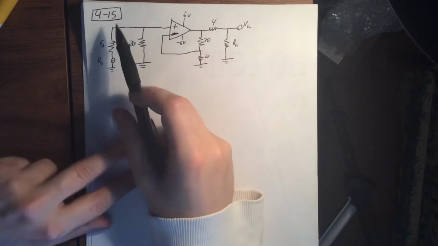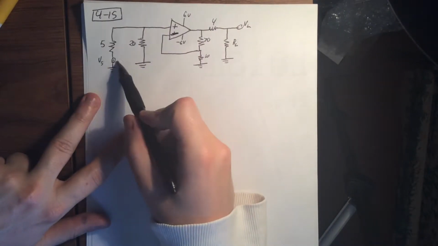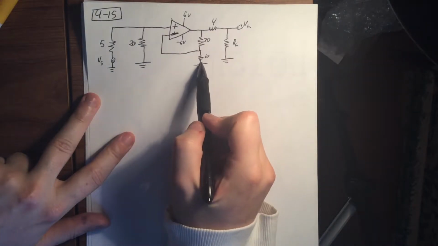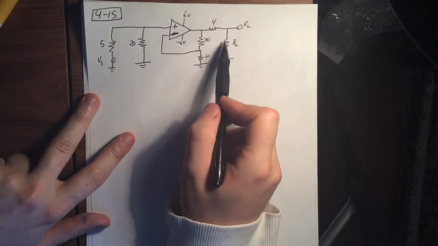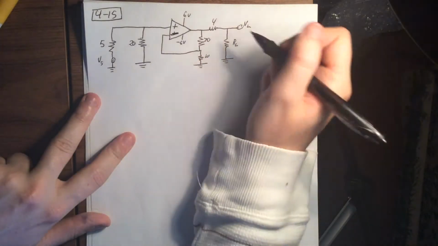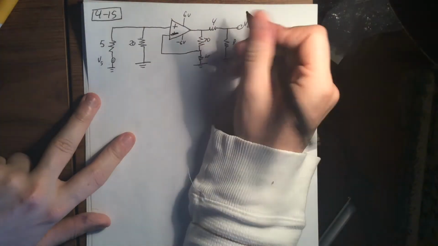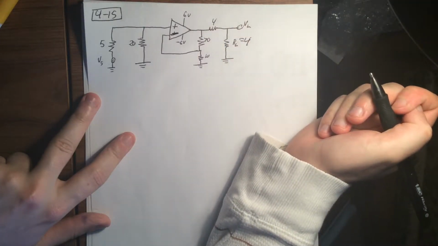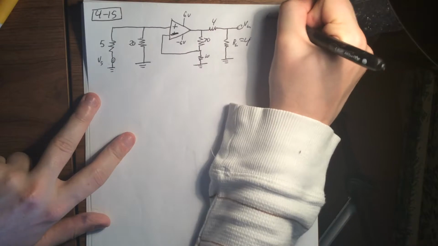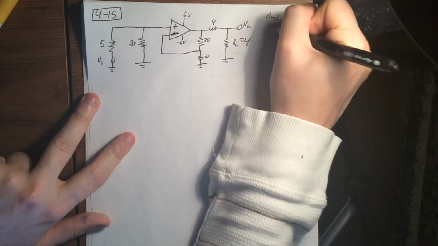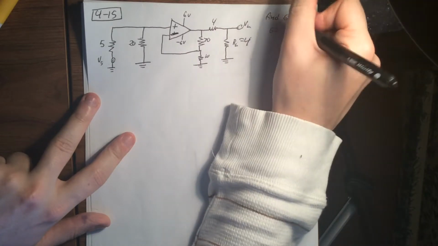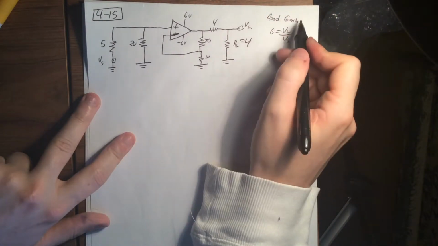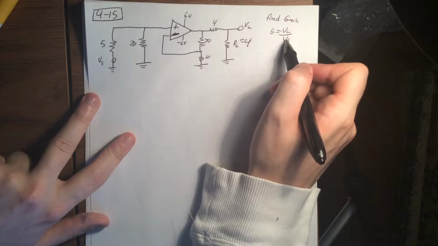All right, so on this one we have problem 415. We have a voltage source over here, 5 kilo ohm, 20 kilo ohm, 70 kilo ohm, 10 kilo ohm, and an RL value here, which is going to equal 4 for this one, which is part of the problem. And what we're asking for is to find gain G equals VL over VS, so the voltage of the load over the voltage of the source.